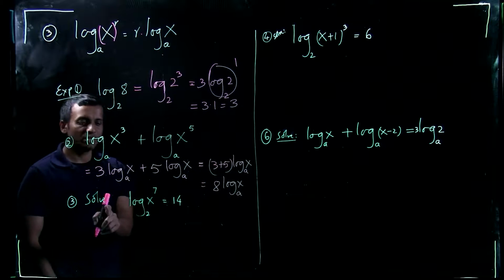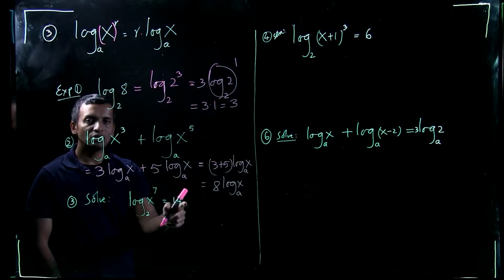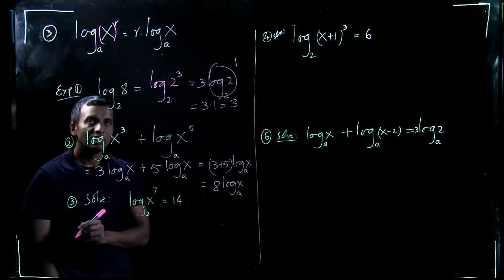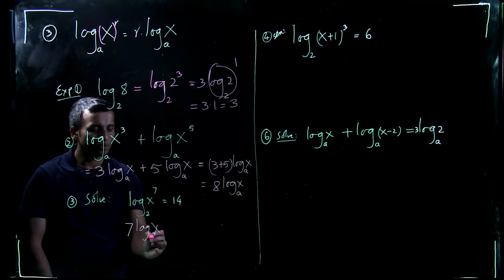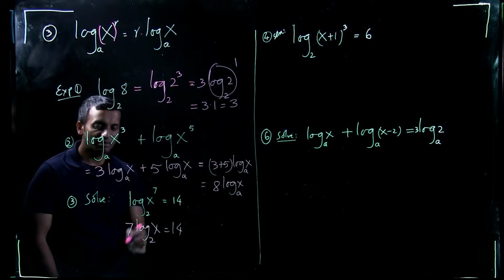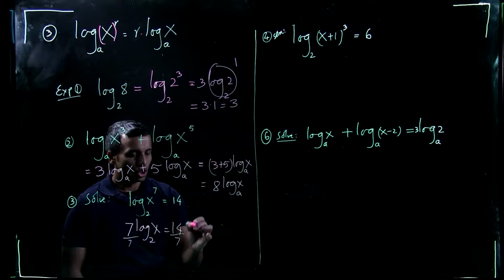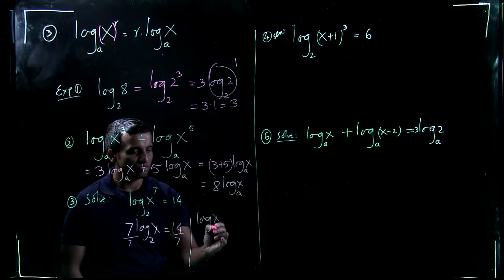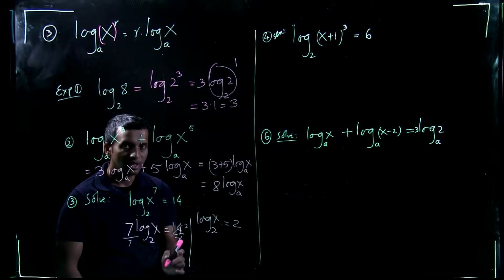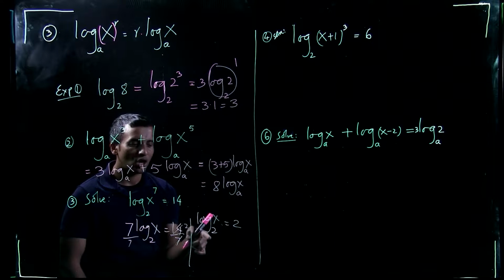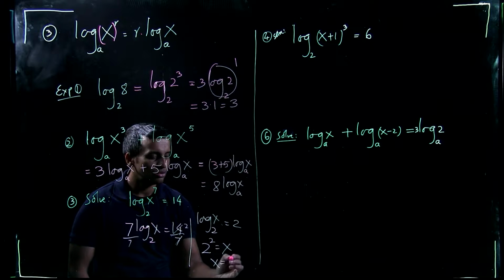Next one is example 3. Solve log of x to the 7th with base 2 equals 14. So how do I solve this? So use that rule. You can move that 7 out, so it is like 7 log of x with base 2 equals 14. Now divide both sides by 7. So if you divide by 7, what do you get? You get log of x with base 2 equals 2, because when you divide 14 by 7, it will be 2. Now you want to solve for x. So how do you get rid of log? You write 2 to the power on the other side equals x. So x equals 4.